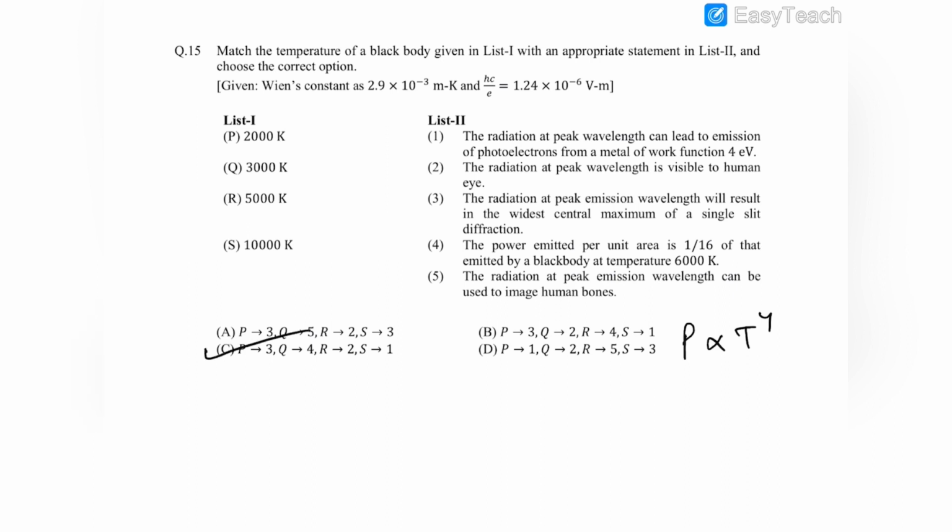And let us also examine R. So you can see that R option says 5000 Kelvin. So you should know that 5000 Kelvin is the radiation at peak wavelength which is visible to the human eye. Okay, so the correct answer would be C. Now let's move on to the next question.